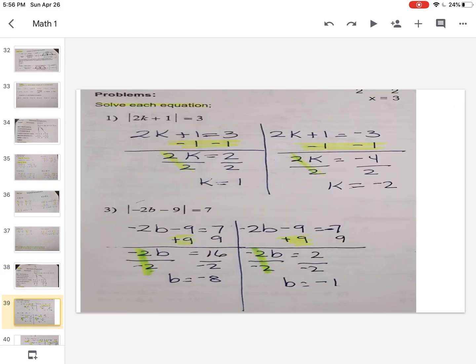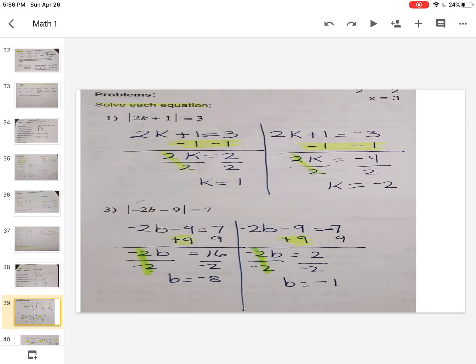So number 1, we have |2k + 1| = 3. So this is more of the same. You're going to write two problems out. In one problem you have a +3 at the end, and the other one you have a -3 at the end. So you're just subtracting the 1 to move it over. And then there is one more step because you're bringing the 2k down. So you also need to divide the 2's off.